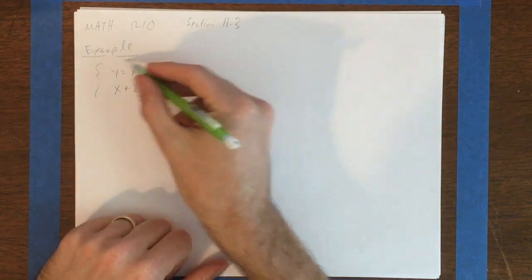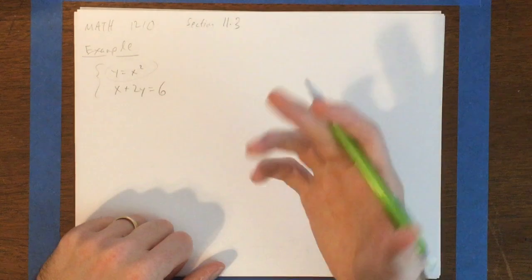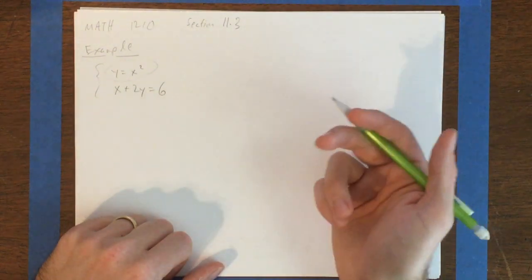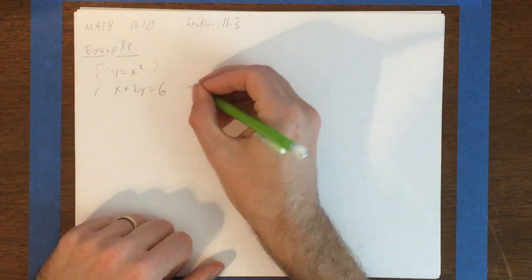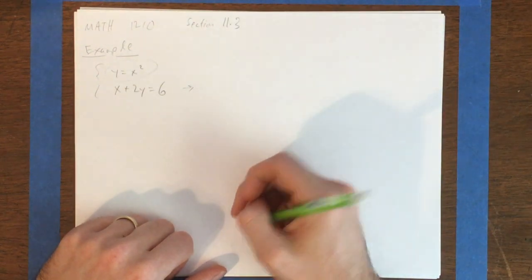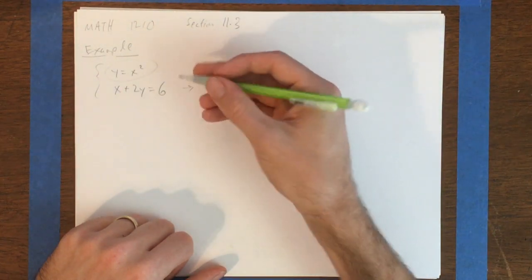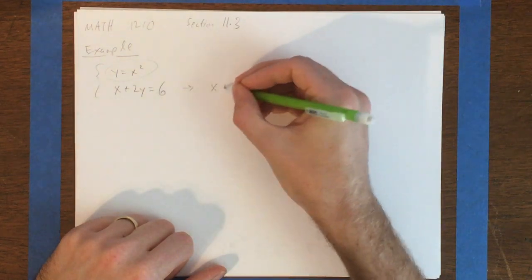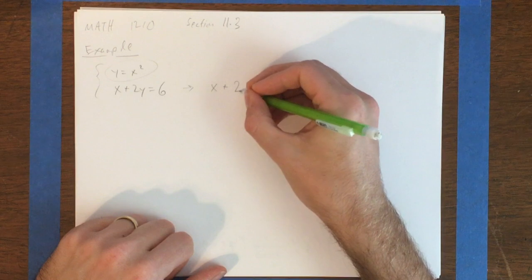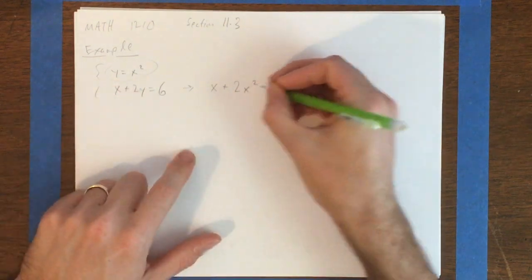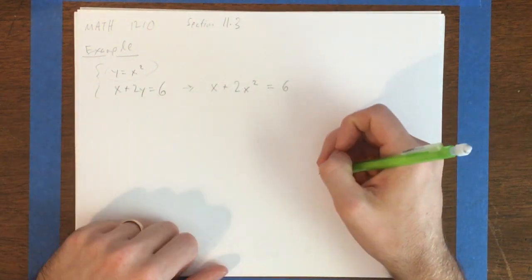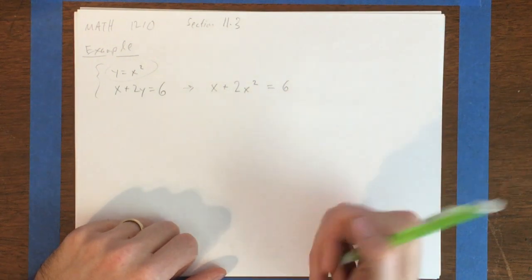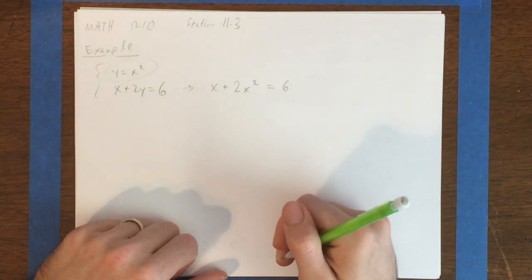So our first equation here, y equals x squared, gives us a nice easy substitution to do. Wherever we see a y, we can replace it with x squared. So our second equation in this system can be rewritten with the assumption that the first equation must be satisfied. We'll rewrite the second one as x plus 2 times x squared equals 6. Nice. So now we have eliminated the y's and we have an equation in terms of x only.